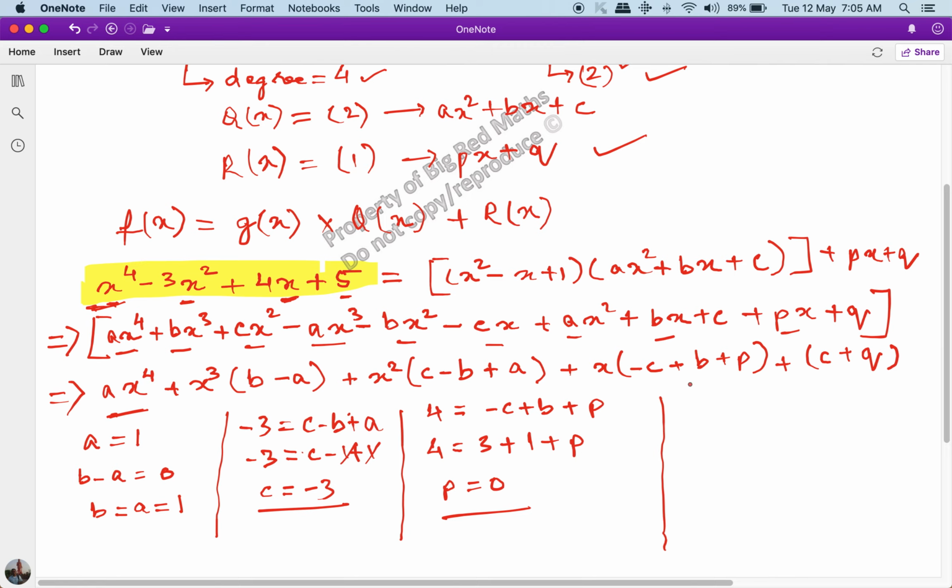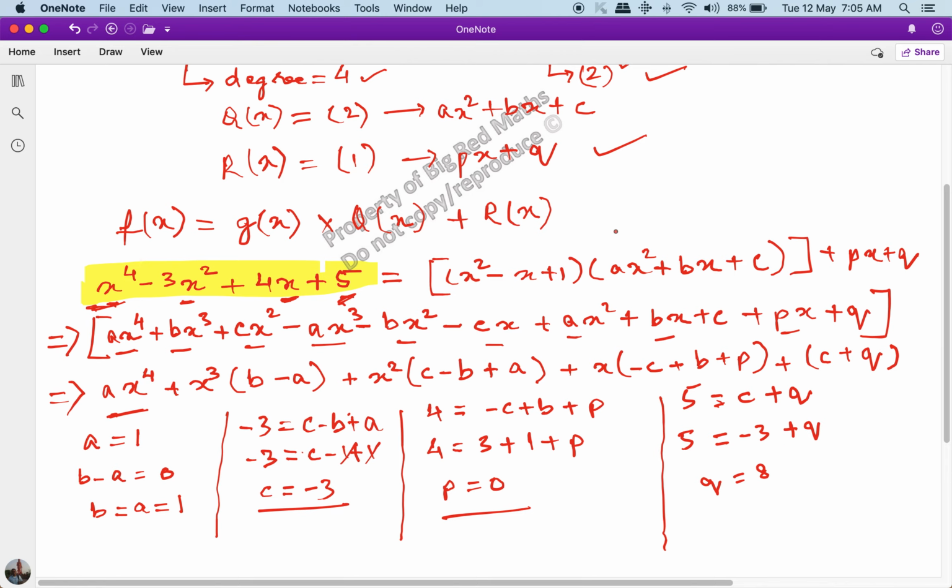Now what is the constant term? I have to compare the constant term. The constant term here is 5. So 5 will be equal to c plus q. Okay, 5 will be equal to c plus q. Now c is equal to minus of 3 plus q, and hence we get q is equal to 8. Okay, now we have a, b, c, everything.